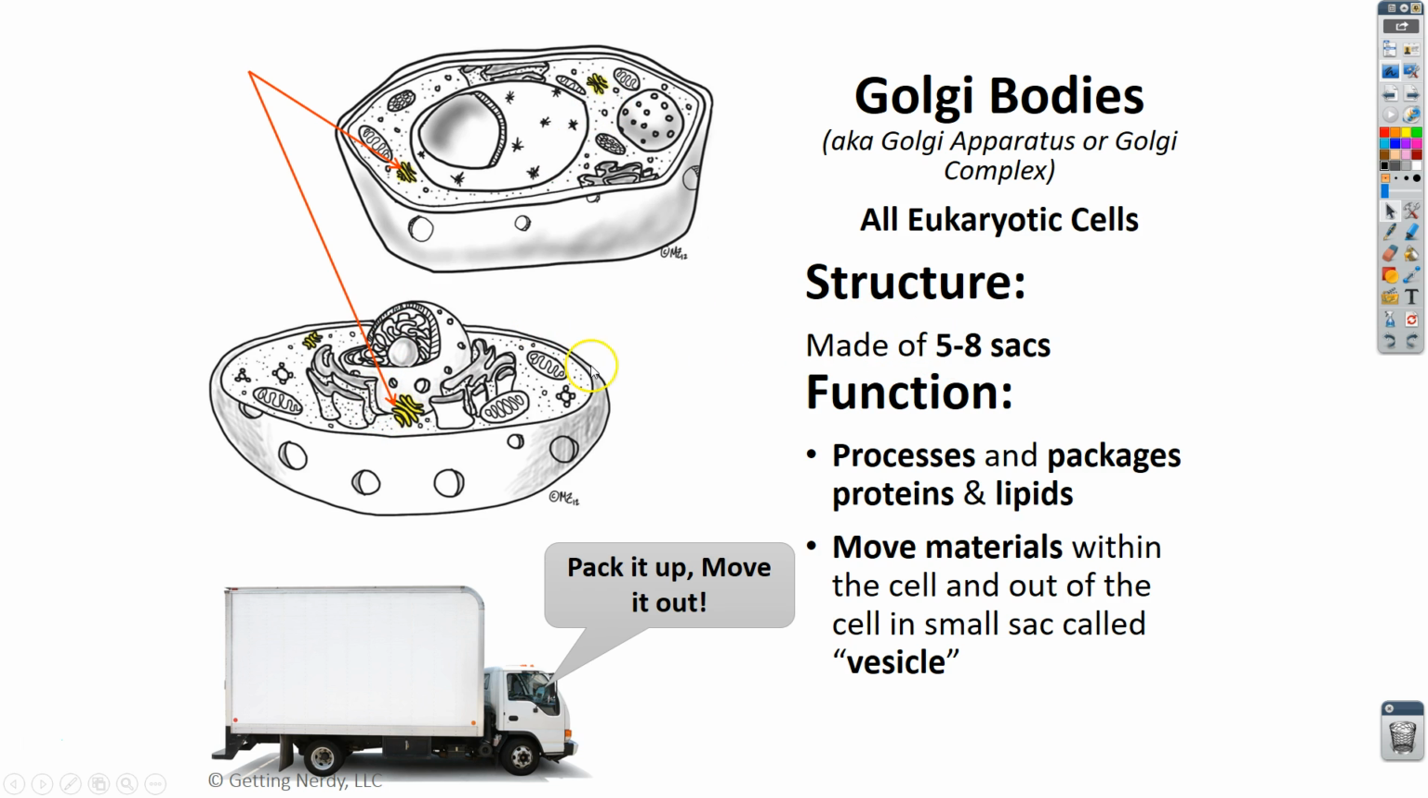They're made out of 5 to 8 sacs, so you'll see 1, 2, 3, 4, 5 sacs on this one, and they process and package proteins and lipids, so they help move materials within the cell and out of the cell in little sacs that we call vesicles. So we can pack it up and move it out, kind of like a moving truck.